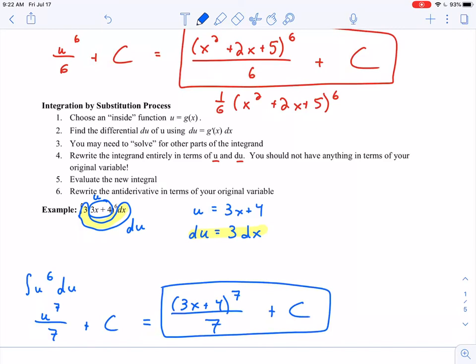So these are relatively nice substitution problems. We really didn't have to do any extra solving here in step 3. In the next video, we'll look at some examples that are still integration by substitution, but we're going to see what this means. What does it mean if we have to solve for other parts of our integrand here? So we'll take a look at that in the next video.